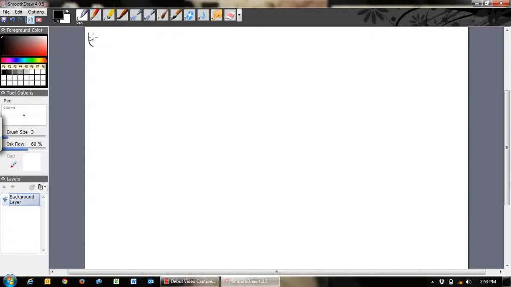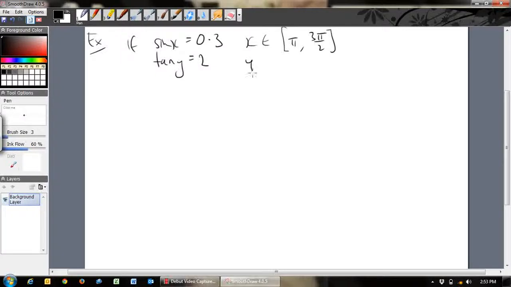Just a second example, and probably a much harder example: if sine x is equal to 0.3 for x in pi to 3 pi on 2, and tan y equals 2 for y in 0 to pi on 2.